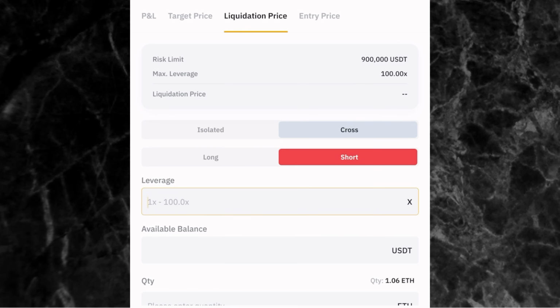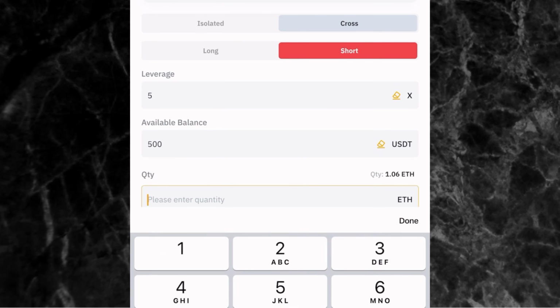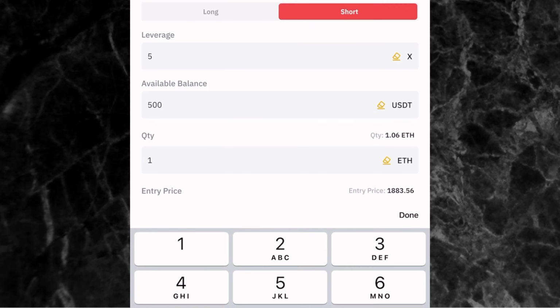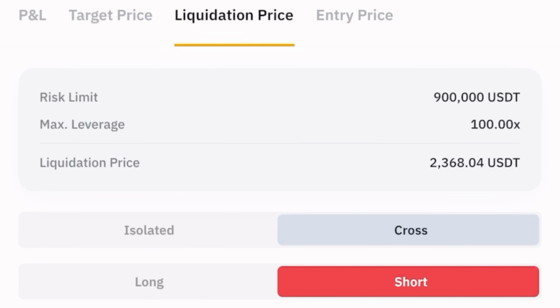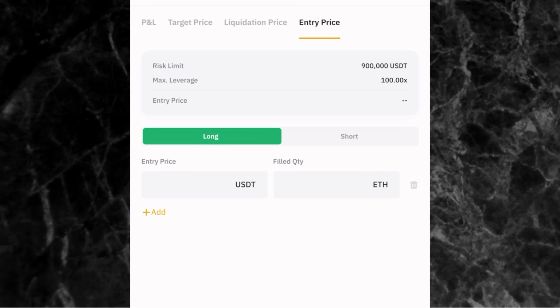And then let's say the leverage you want to use is just 5x leverage. Now the available balance of USDT you want to use. So let's say for example you want to use $500, and then the amount of ETH is just 1 ETH. Entry price, let's pick 1,880, and then you just tap on calculate. And then at the top you'll be seeing that your liquidation price is 2,368 USDT. Don't forget we are shorting. So if you are shorting and you enter this trade, your liquidation price will be 2,368 USDT.